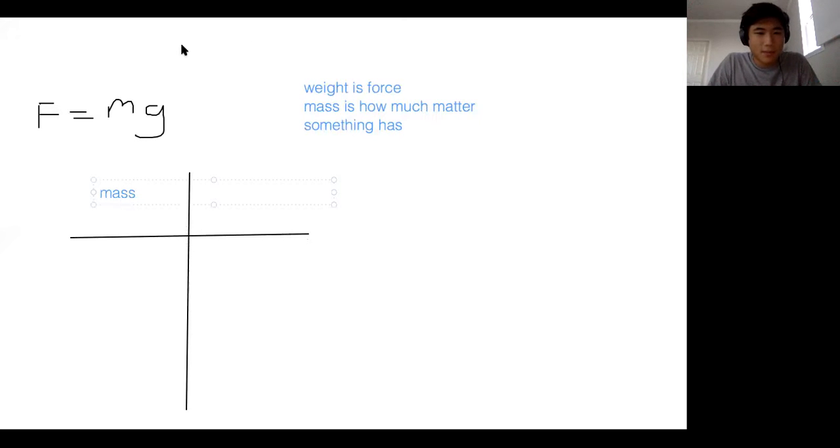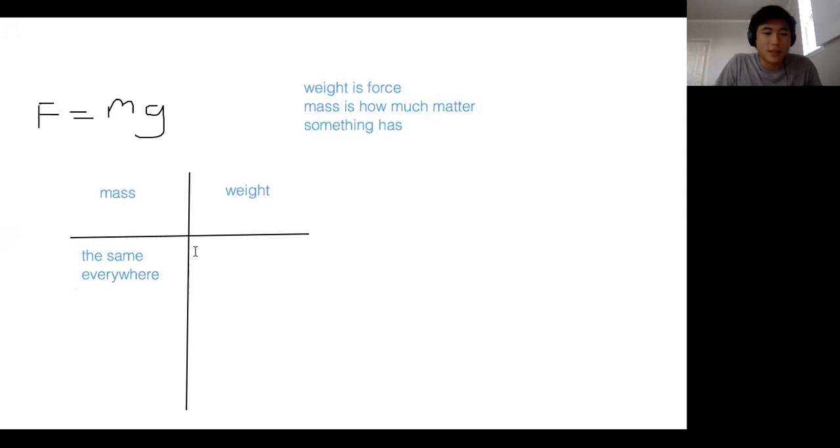Mass on this side, we have weight over here. So one aspect of mass is that it is the same no matter where you are in the world. Okay? And that's because mass is the amount of matter or the amount of stuff that something has.